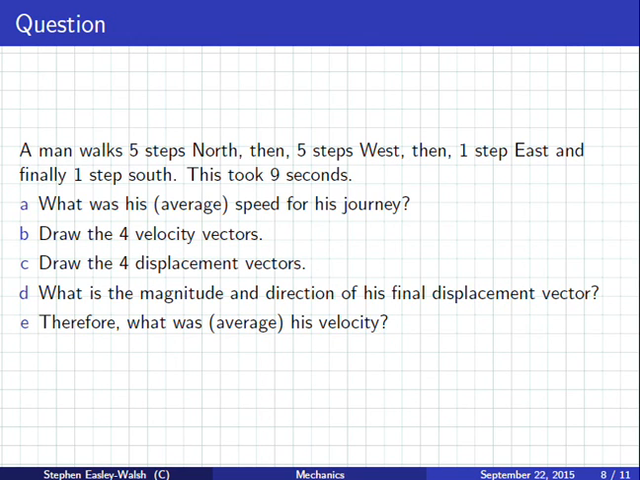So, now, the next one is a little bit different. I want the 4 displacement vectors. So what does displacement mean? What's another word for displacement? Position. So at the beginning, I suppose the man is just here. So there's no displacement. Then, after 5 steps, he is up here. Then, after another 5 steps, it's like this. Look here carefully.